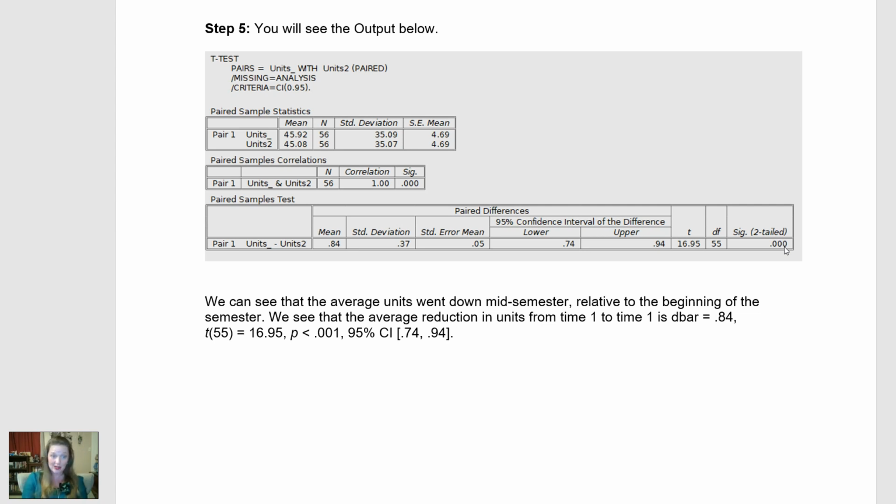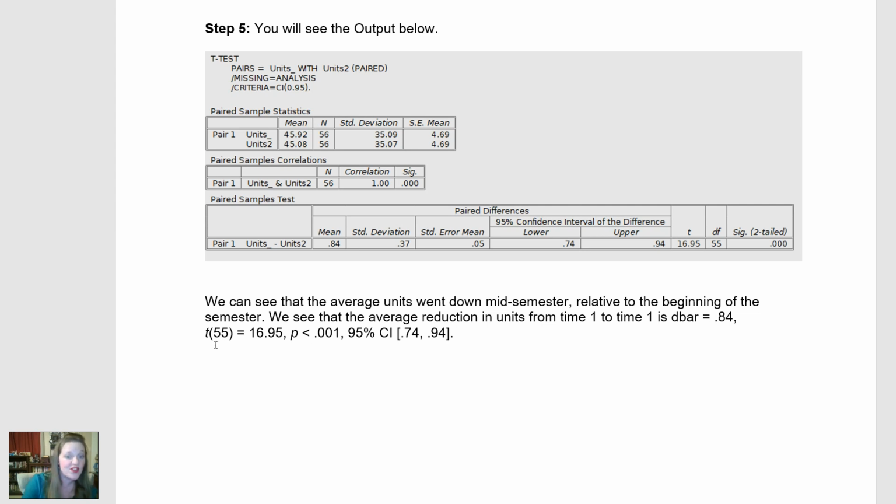It's so small. There's such a small probability that we saw these data due to chance that the p-value is essentially 0. There's almost no probability at all that we saw these data due to chance. There is a real reduction in units from time 1 to time 2. And as you can see, our D bar, for those who've been following my conceptual lectures, the average difference between the pairs between time 1 and time 2 was 0.84, so that reduction in units from time 1 to time 2.